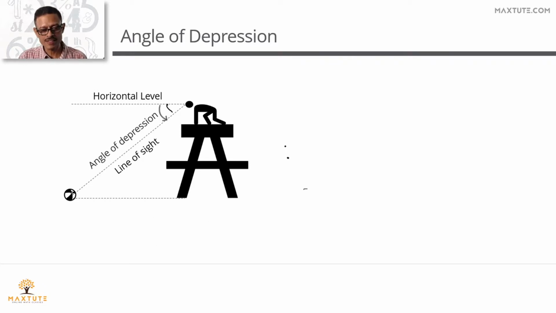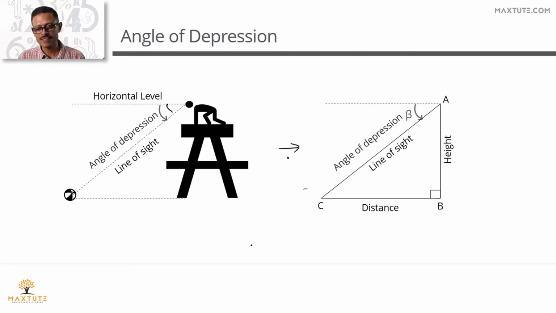Well, it's represented in a schematic form as a right triangle. AB is the height from which this person is observing. He's observing it from A. The object being observed is down below. Draw a line parallel to the horizontal. Let's call it AD. The angle formed between AD and the line of sight is called the angle of depression.